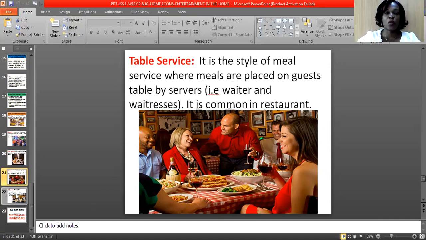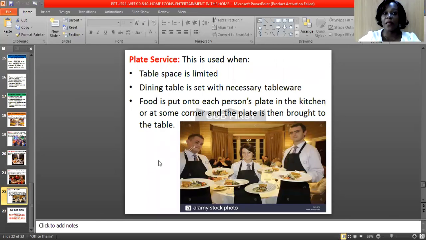All right, the last one is plate service. It is used mainly when table space is limited, when we don't have enough table space, and when the dining table is set with necessary tableware. And food is put onto each person's plate in the kitchen. Is that taken? It is in the kitchen or at the point where the food is being prepared that the food is being served. Are you getting? All right.